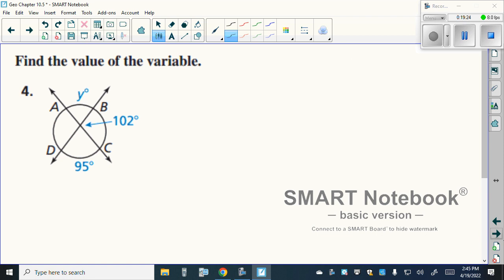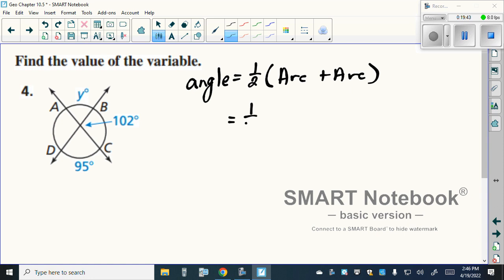Outside. So that's inside. All right. Well, technically the number is outside. So here we're dealing with the formula, angle is equal to 1/2 of the arc plus the arc. Now we do know the two arcs that we're looking for, so we'd have 1/2 of y plus, but they didn't quite give us the correct arc. They only gave us 102, the other one.